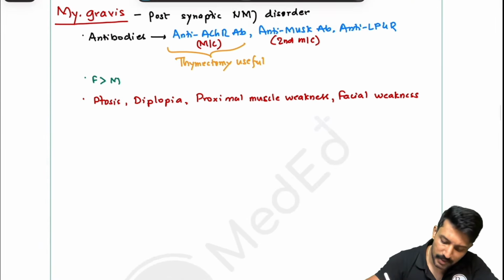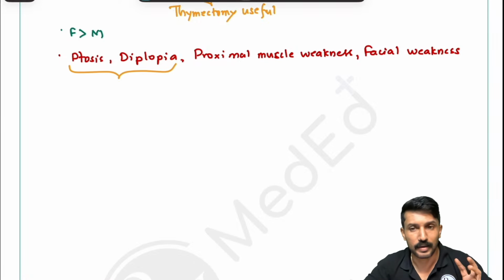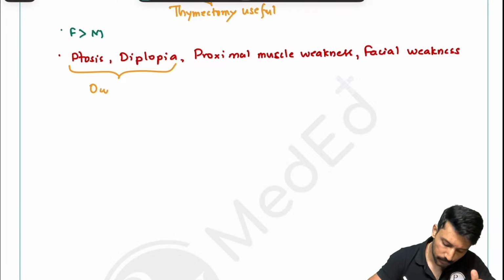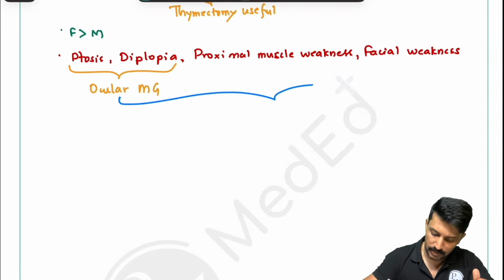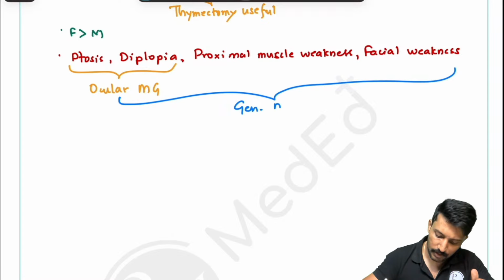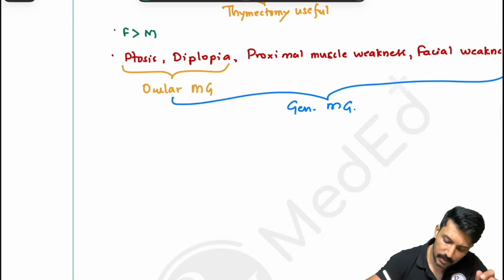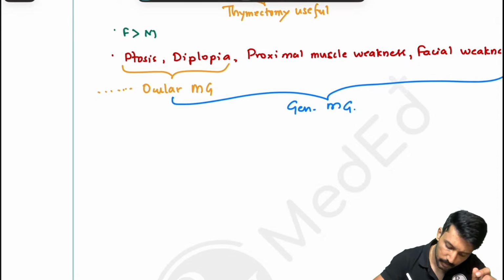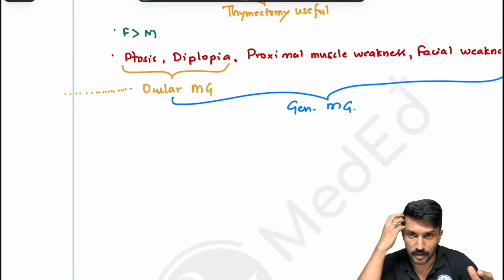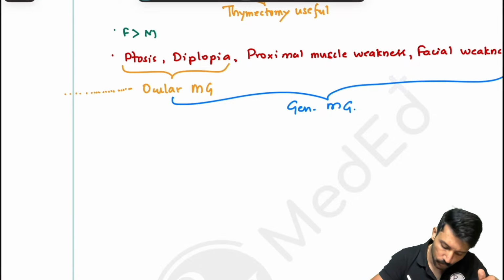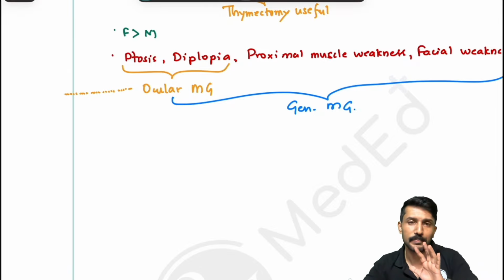If a patient of myasthenia gravis presents to you with only ptosis and diplopia, then we will call it ocular myasthenia gravis. But if the patient has ptosis plus other symptoms, then we will call it generalized myasthenia gravis. The only point I want you to remember here is, if there is ocular myasthenia gravis, the general recommendation is, because diplopia and ptosis can happen because of cranial nerve palsy by compression from tumors in the brain, midbrain and so on, we have to do a CT or MRI of the brain to rule out those causes before we conclude it as myasthenia gravis.